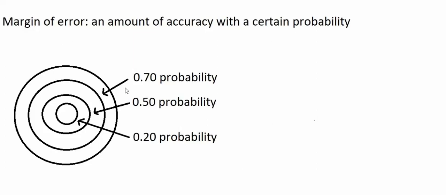If that's the case, then you would say that this first ring is a 70% margin of error because it's the amount of accuracy that has a 70% chance of happening. You would say that this second ring is the 50% margin of error because it's the amount of accuracy that has a 50% chance of happening in this situation. And you would say that this third ring on the inside is the 20% margin of error because it's the amount of accuracy that has a 20% chance of happening in this situation. Like I said, a margin of error is just an amount of accuracy that has a certain probability of being reached or being achieved. So now let's move on.